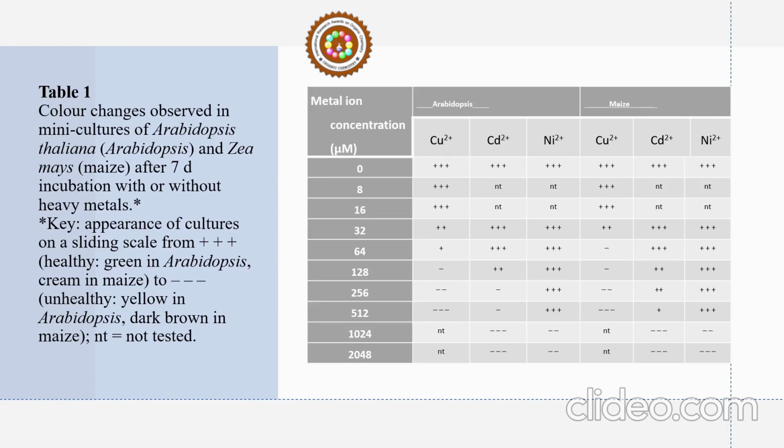And similarly, the maize color is going to change from creamy white to brown. So here we have not tested these concentrations for cadmium and nickel in both Arabidopsis and maize, for 8 micromolar and 16 micromolar concentration, and similarly 1024 and 2048 micromolar concentration was not tested for this particular experiment, as we have seen previously in the growth pattern that copper is going to have a toxic effect even at a very small concentration. So the further concentrations were not tested, and the earlier concentrations for cadmium and nickel are not going to cause any toxic effect on both plant species, so these two concentrations were not screened for the further experiment.